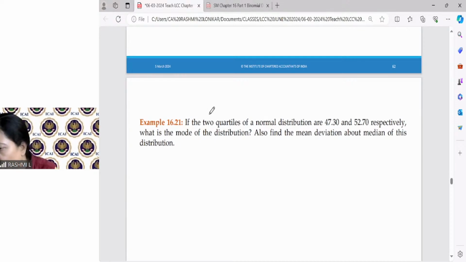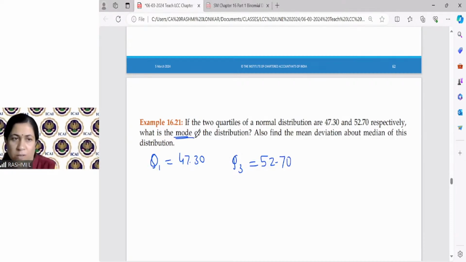If the two quartiles of a normal distribution are, Q1 is 47.30 and Q3 is 52.70, what is the mode of the distribution? They have asked for the mode. What do I know? Mean is equal to mode. If I find the mean, the mode will come automatically.